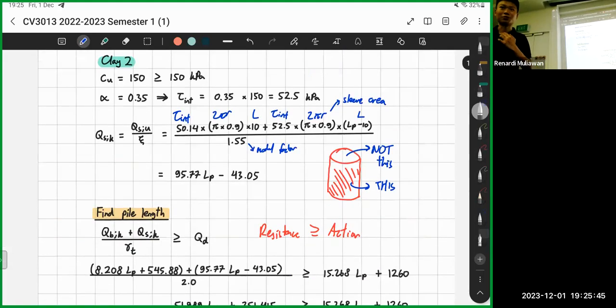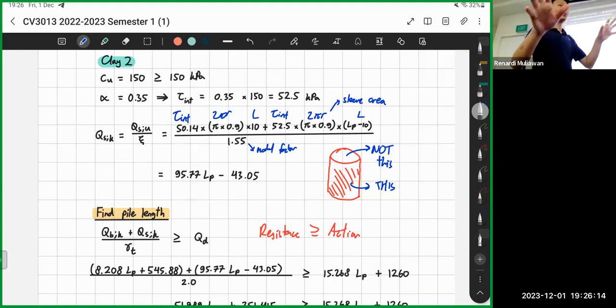You want me to zoom? Any question? 50.14, this is a top solve. Because they have different Cu, their shear resistance is also different. That's why we do one and two.